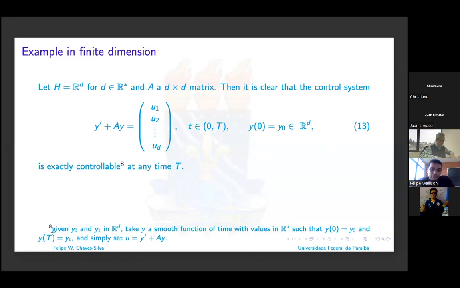The argument is given here. You just take the initial and the final state, enforce a function to go from y0 to y1, and take your control as the result. Okay, it's quite simple to show that you can do whatever you want. Then what we are saying is that this system is controllable to zero, not controllable with a full set of controls U1, ..., UD, okay? Then we can apply our result. We are in a finite dimensional case, H is R^D.